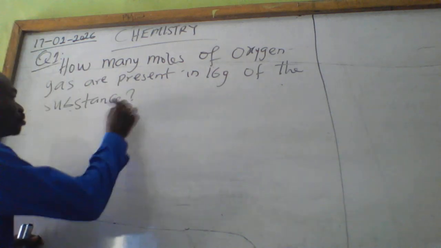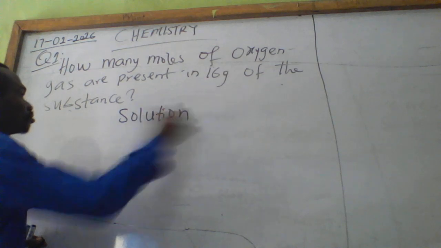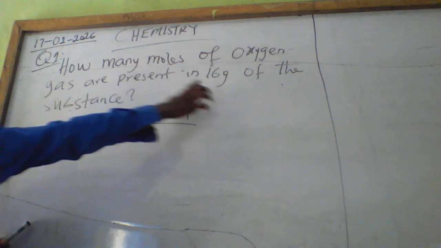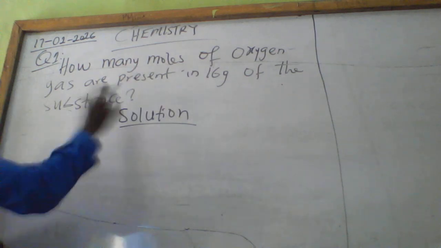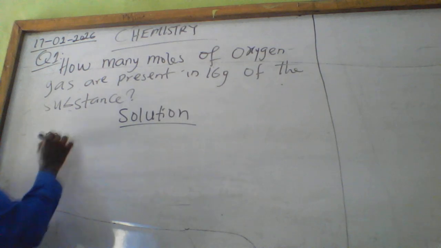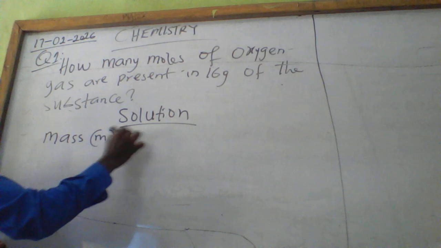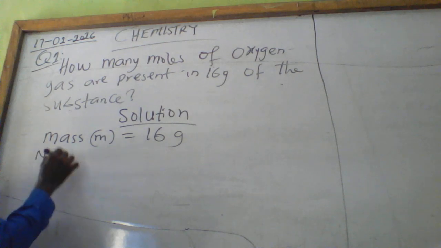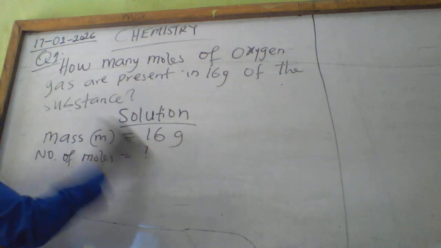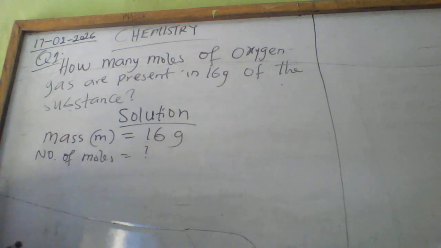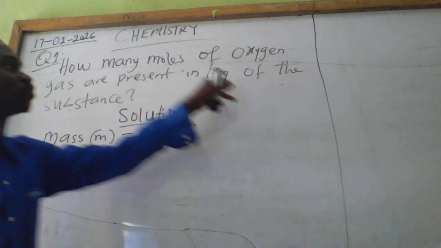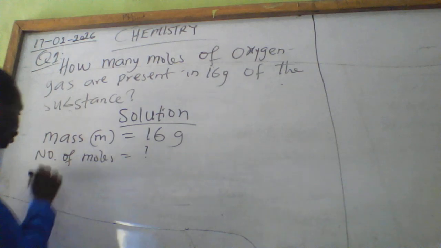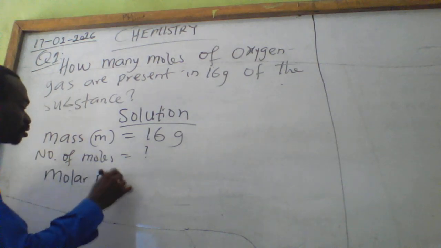So let's look at this question quickly. How many moles of oxygen gas are present in 16 grams of the substance? So the mass of oxygen here, mass M, is 16 grams, and you have to find the number of moles, which is unknown. Now, recall that we said for a substance of known mass, mole equals mass over molar mass. So we have to determine the molar mass.